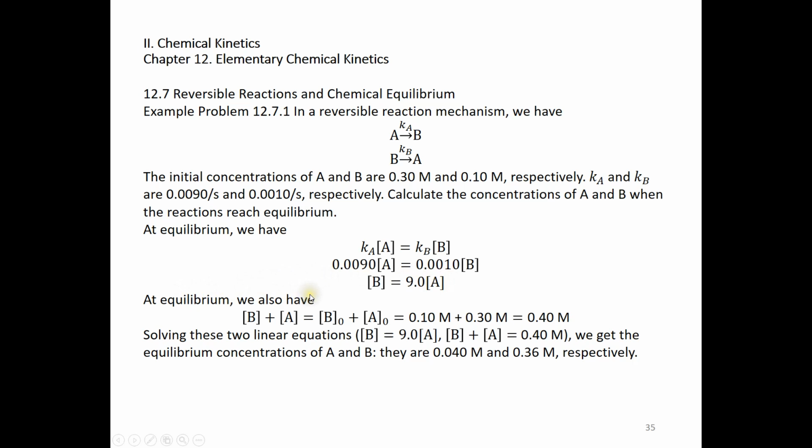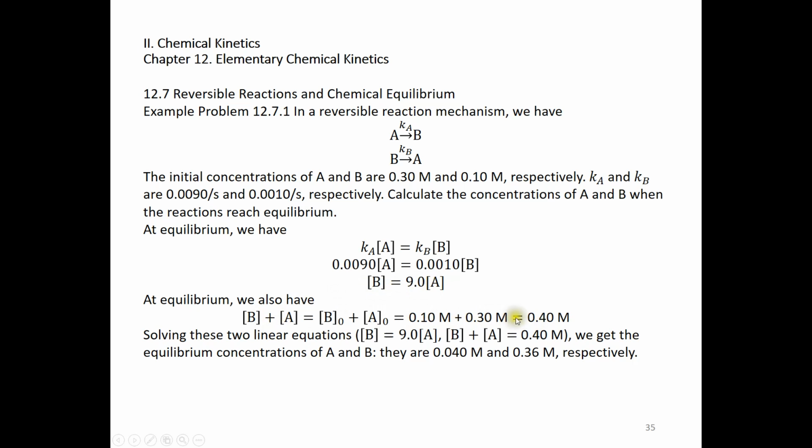At equilibrium, we have B plus A is equal to 0.1 plus 0.3. So that's 0.4. Why is that? The sum of B and A never changes. So we have this 0.4. Now we have two simple equations. B is equal to 9 times A at equilibrium. B plus A is 0.4 at equilibrium.